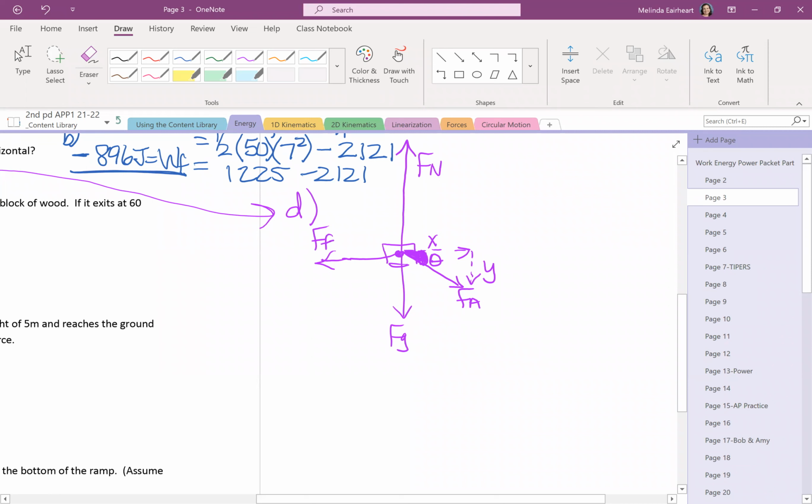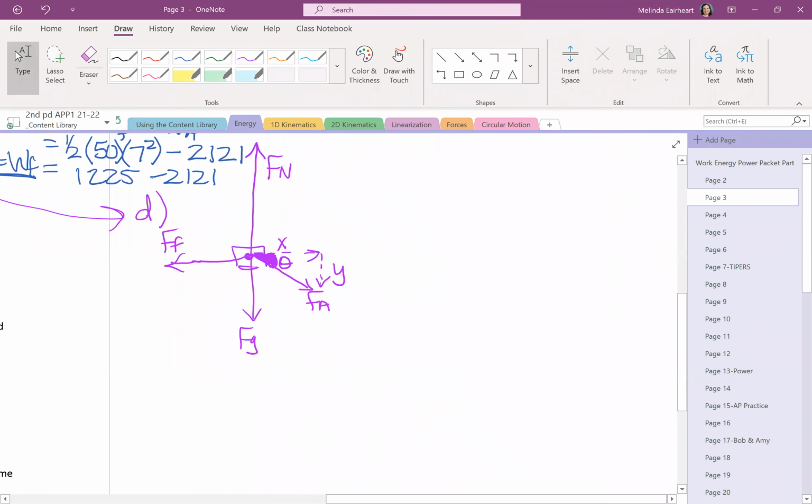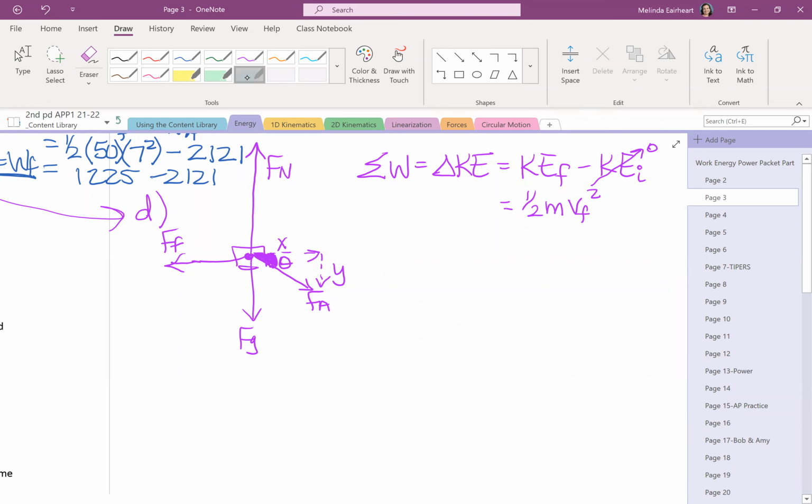So we know from page 2, it should be a smaller speed than 7. Let's calculate it, see if we get it. And so we got to look at that net work equals change in KE, kinetic energy. And so that's final minus initial kinetic energy. We can still assume that we're starting from rest. And so kinetic energy final is that 1/2 mass times the final speed squared. And that's what we're solving for, VF.